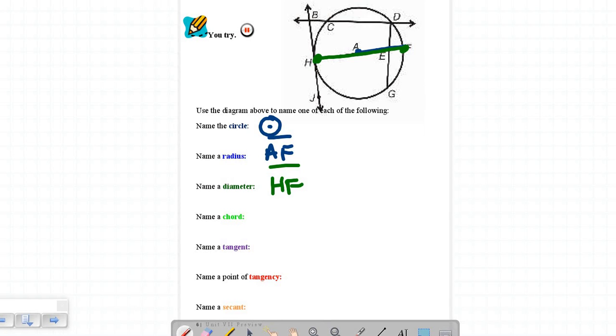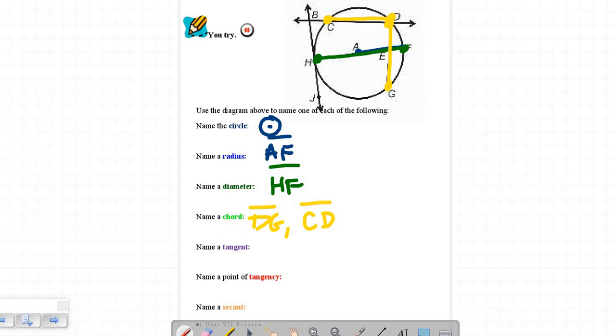A chord. Now watch carefully. I could do DG is a chord. But I'm going to name another one because I want you to see it's also a chord. Watch what I do. CD is also a chord.